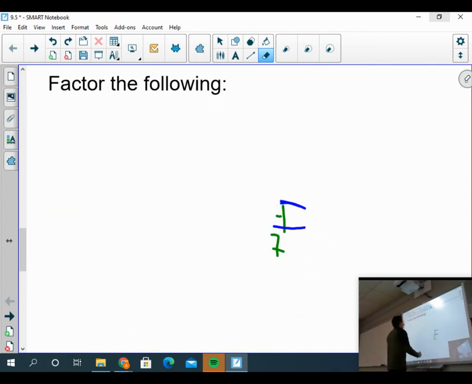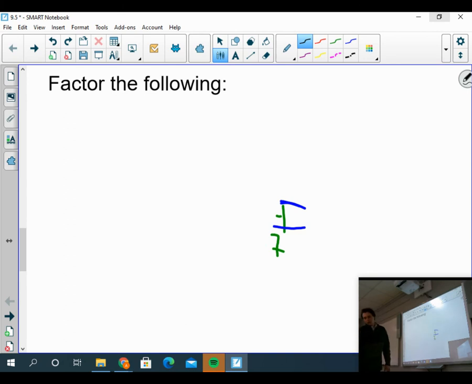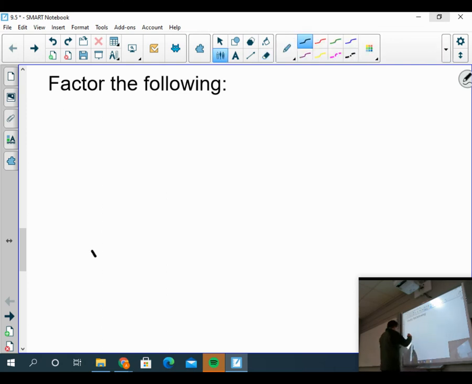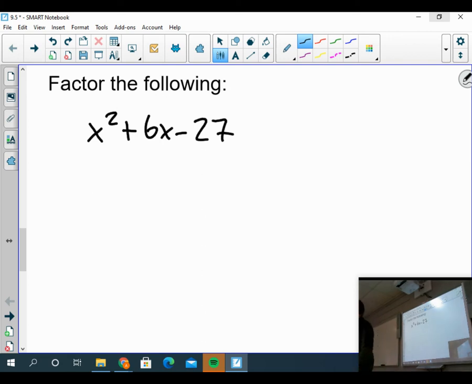This last one I led you through pretty solidly, but after I write this problem down, you go ahead and pause the video and see if you can figure it out. X squared plus 6x minus 27.